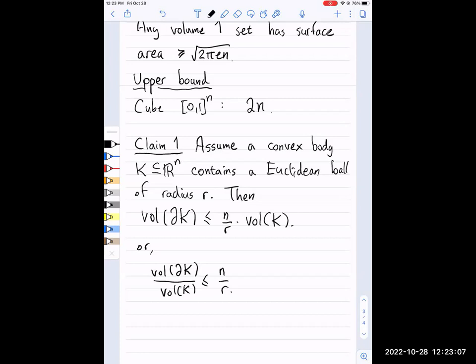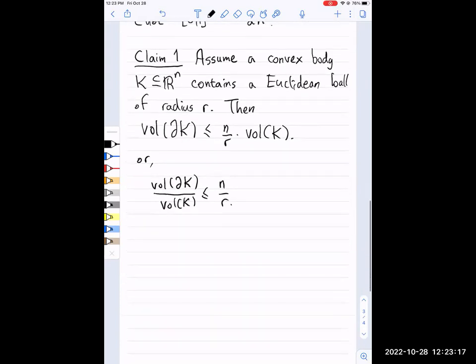So this quantity will show up later. That's why I already want to prime you to think in this way of this ratio. But if the volume is 1, this gives us a bound of n over r on the radius. So how do you prove this? Actually, the proof is surprisingly simple.